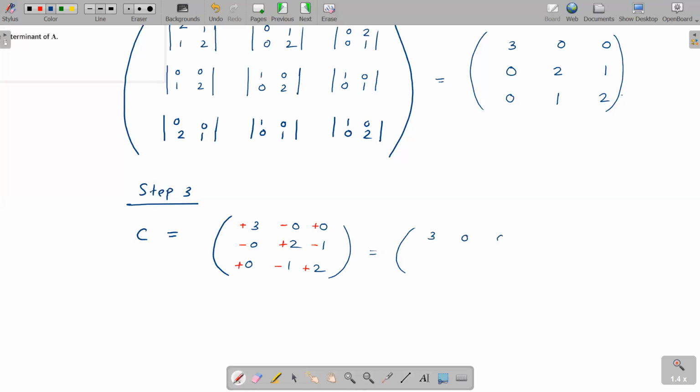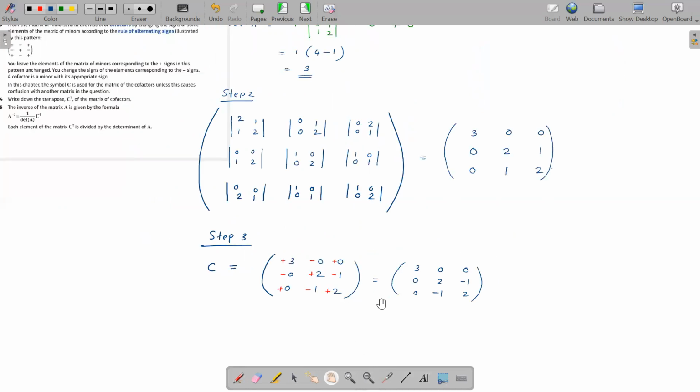3 minus 0 is of course 0. Minus 0 is still 0. 2 minus 1. That's a change there. 0 again a change here. Minus 1 plus 2. Agreed? So this is the matrix of cofactors. Agreed? This is step number 3.